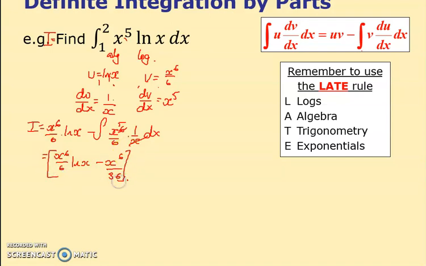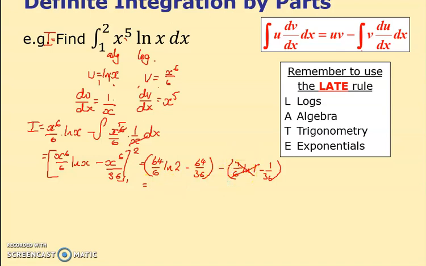And my limits are 1 and 2. So let's chuck these numbers in. If I chuck the 2 in, I get 2 to the 6. Now 2 to the 6 is 64. So this is 64 over 6 log 2. Put the 2 in again, I get 64 over 36. And then I have to subtract. I have to do exactly the same thing, but I put 1 in this time. So 1 over 6 log 1, minus 1 to the 6th is still 1 over 36. So I think this becomes 63. No. Log 1 is 0. Oh, that's handy.